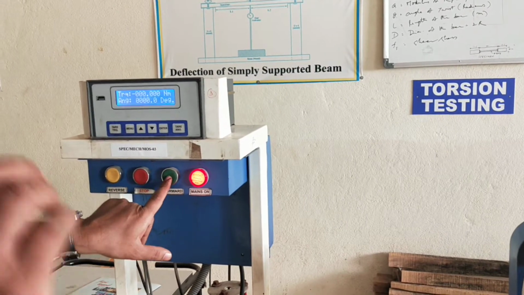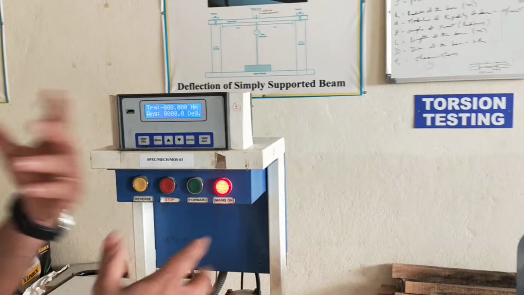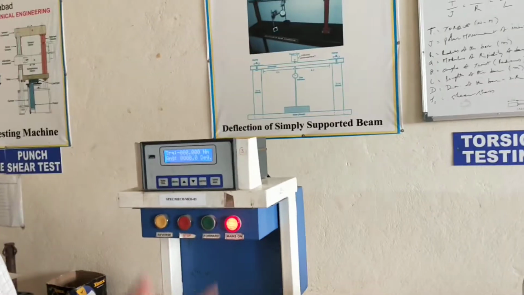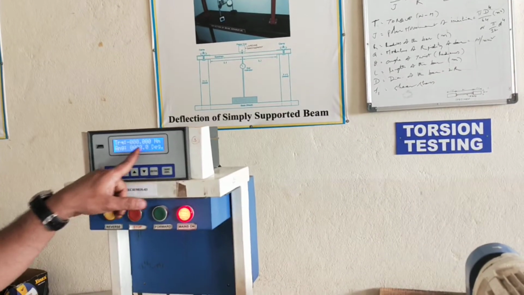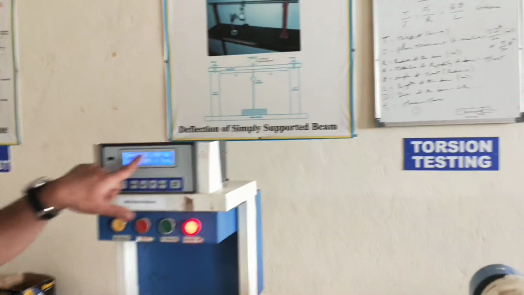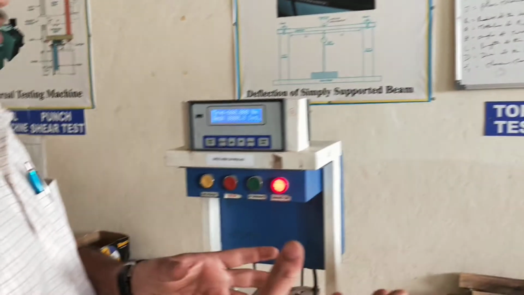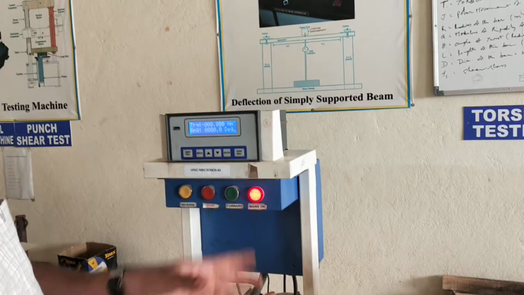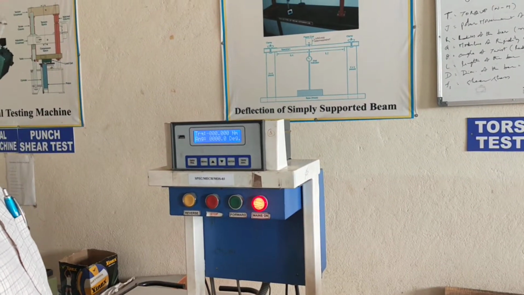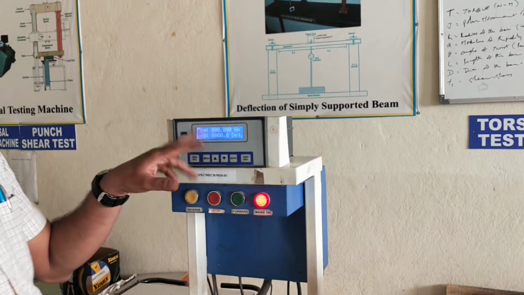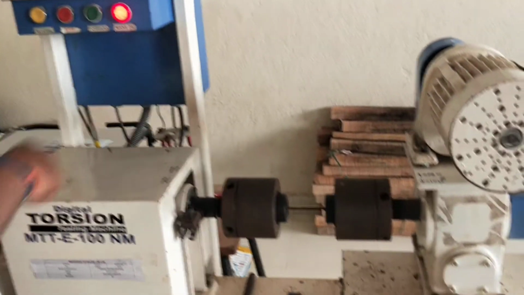You need to take the readings, for how much torque what is the angle of twist, or you can take vice versa, for how many degrees of twist. Here it is given in degrees, and the torque is in Newton meter. So for, say, 360 degrees or 60 degrees of rotation or angle of twist, what is the torque? For what torque, how the twisting is taking place. That can be taken here. Started.